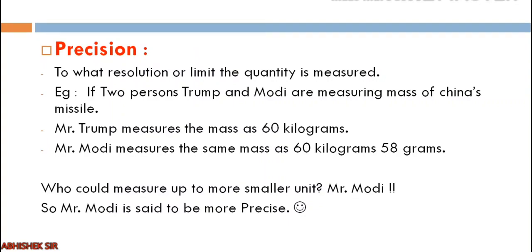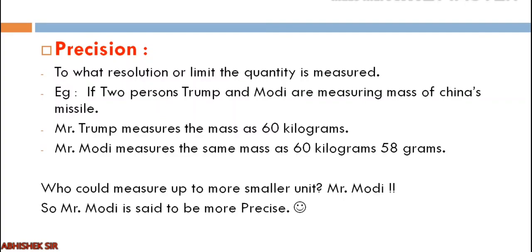Precision. Now, precision refers to the resolution or the limit to which the quantity is or can be measured, right? Now, let us take an interesting example. Okay. Now, remember, precision is directly related to the least count. Okay. What is the least count? The least or the smallest distance or smallest value of mass or time or whatever you can measure. Clear? So let us understand precision with a very nice example.